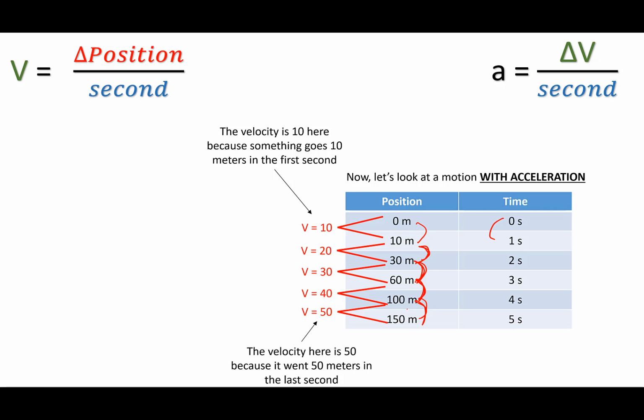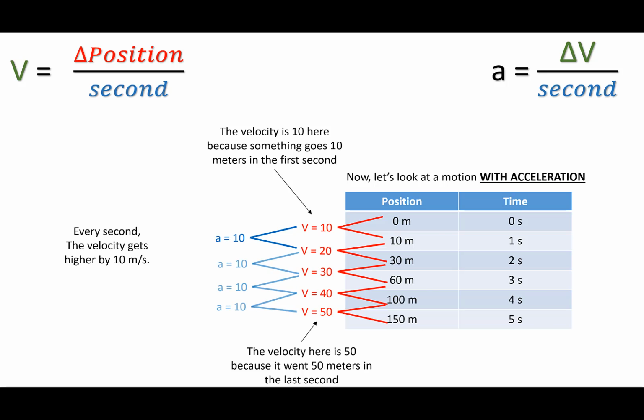So notice something about this velocity though. Every single second, the velocity changes by the same amount. It goes up by 10. So we would say that this motion has a constant acceleration. The acceleration was 10 the whole time.